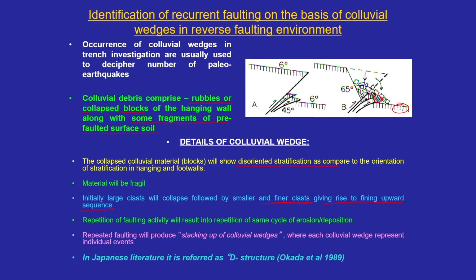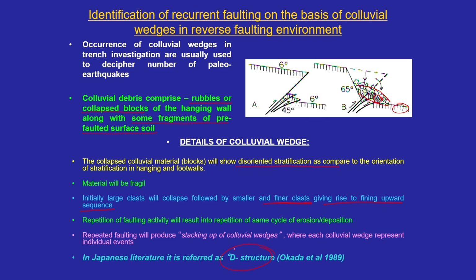Now, in the Japanese literature, this type of structure has been referred to as a D structure. Okay, and the reason is very simple: the shape is something like a D here, so they call this a D structure.